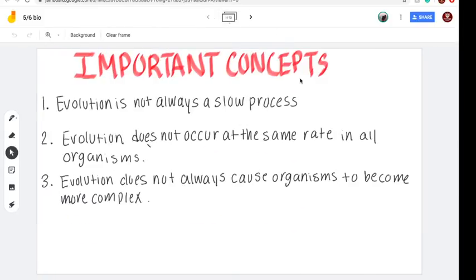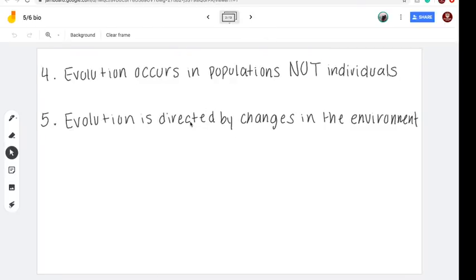So first, we started off with important concepts, and there are 5 important concepts that you should know about evolution. Evolution is not always a slow process. Number 2, evolution does not occur at the same rate in all organisms. And number 3, evolution does not always cause organisms to become more complex. And number 4, evolution occurs in populations, not individuals. And finally, number 5, evolution is directed by changes in the environment.